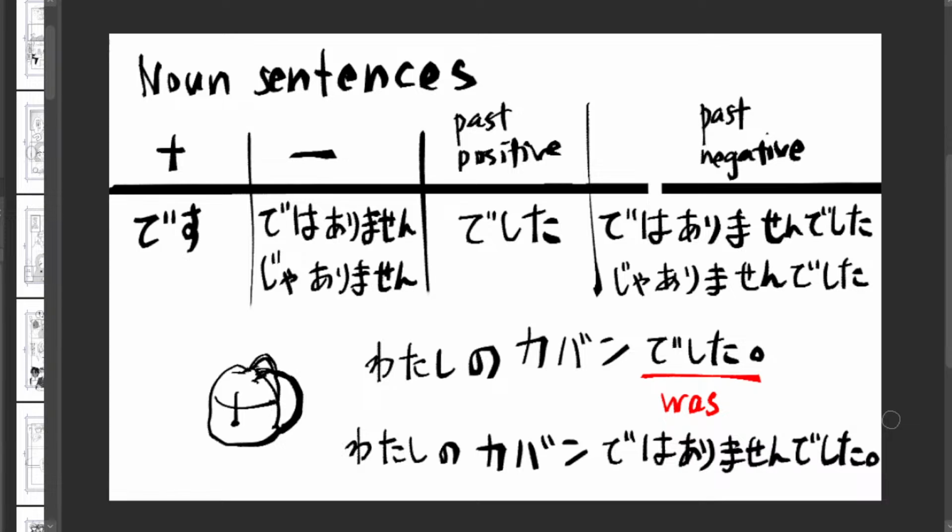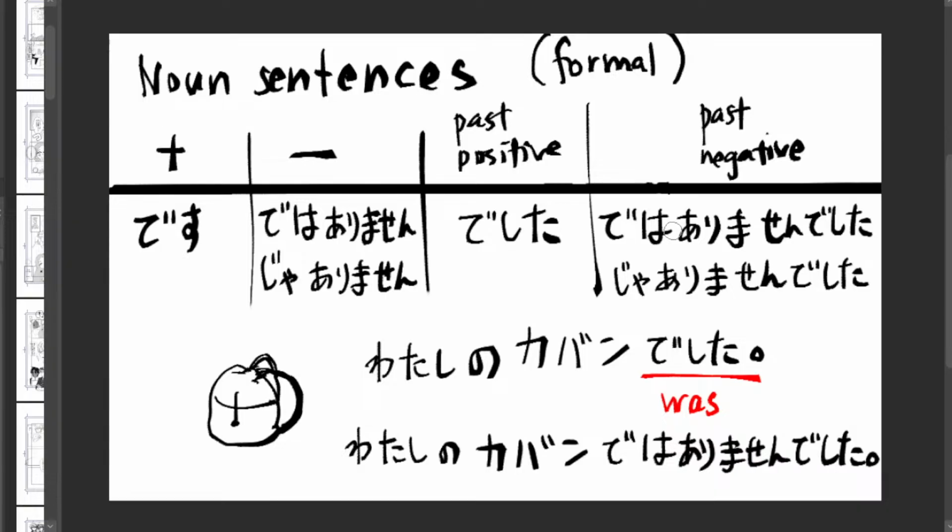Okay, so this is a recap for noun sentences. In Japanese you have a formal way of speaking and an informal way of speaking, and the grammar is totally different. So we'll go with the simplest, which is formal. If you remember desu, de wa arimasen, deshita, de wa arimasen deshita, you can communicate with simple tense and past tense. This is for noun sentences.